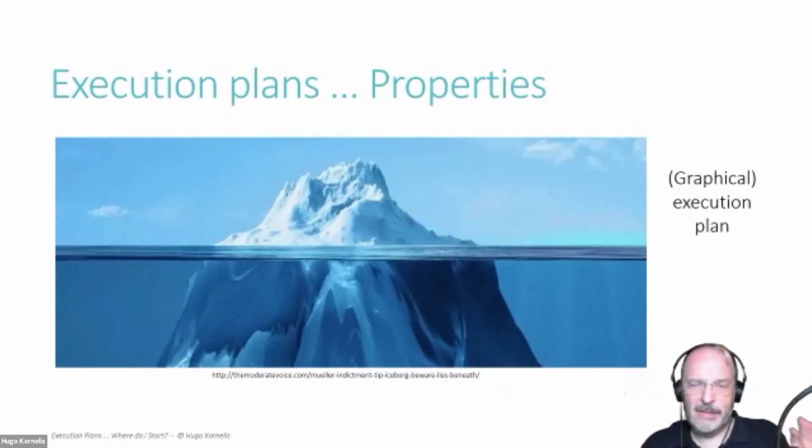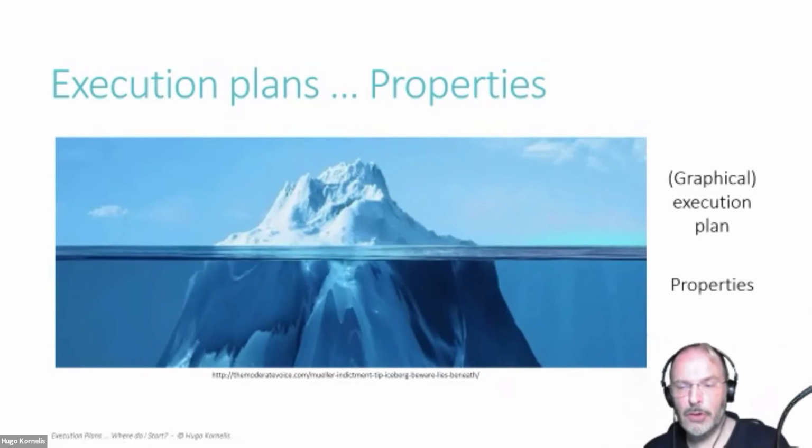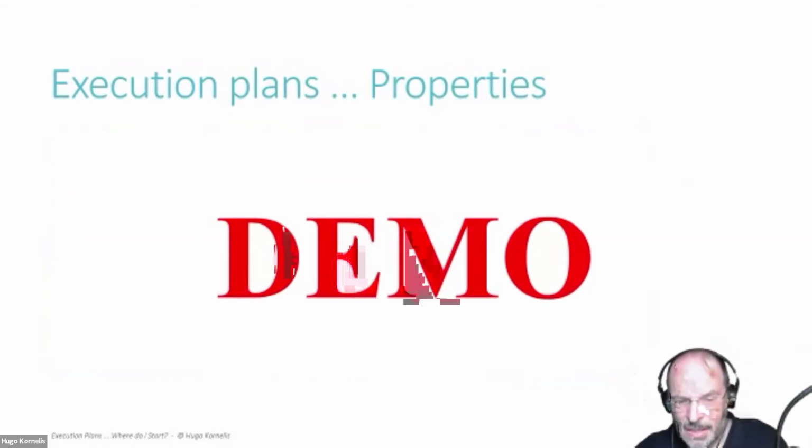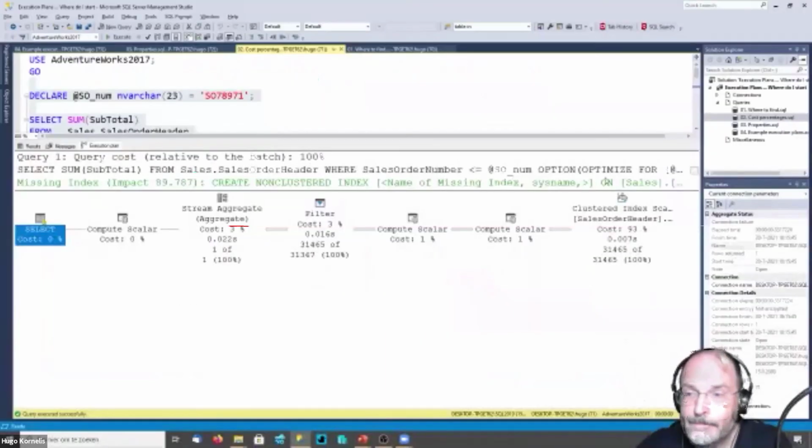So if you look at just a graphical execution plan, you're looking at the tip of the iceberg, and most of the good stuff is below the surface in the properties. You do want to look at the properties, but they are not as visible as the rest of the execution plan. So let's look at the demo to see how that works.